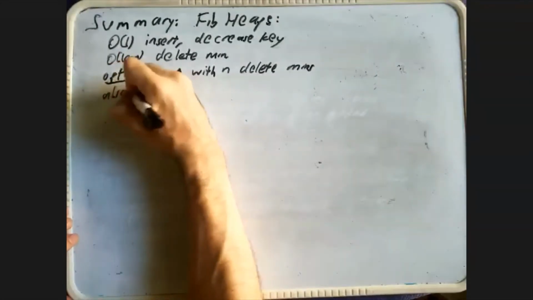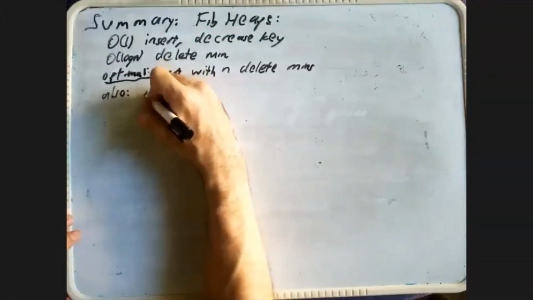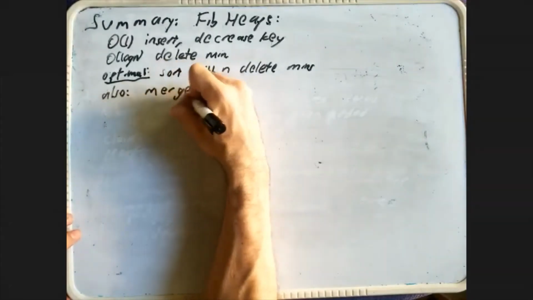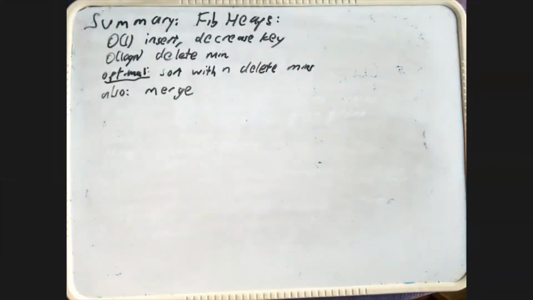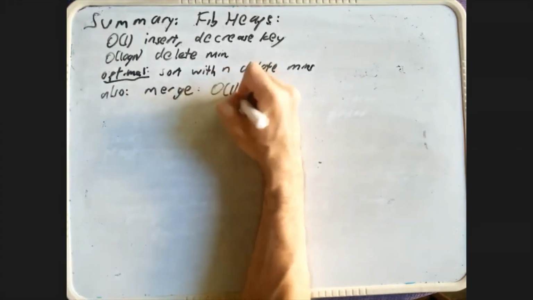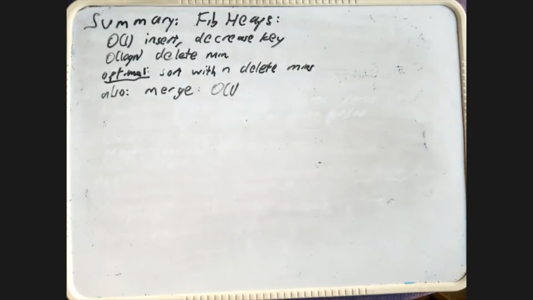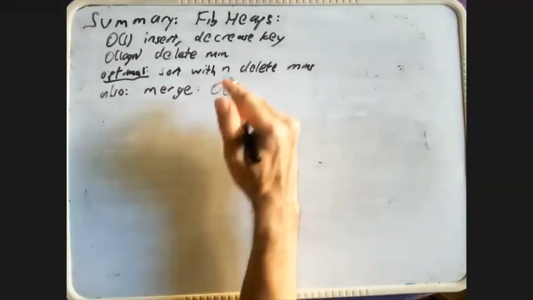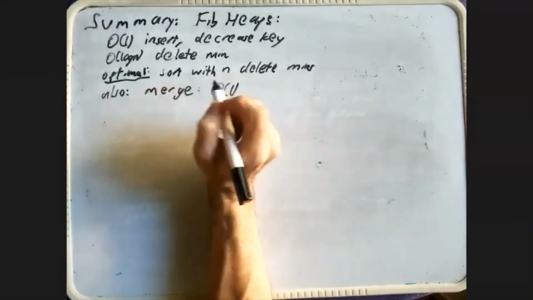Now, you get other operations for free with Fibonacci heaps. If you think about it, you can take 2 Fibonacci heaps and merge them into one very easily. How long does it take? Oh, one. Right. Good luck figuring out how to do that with a standard binary heap. Okay. And this is actually useful. I may come back to how it's used in a little while.